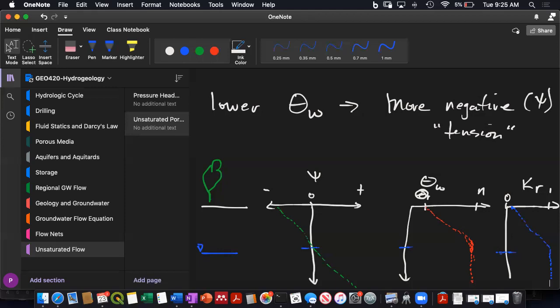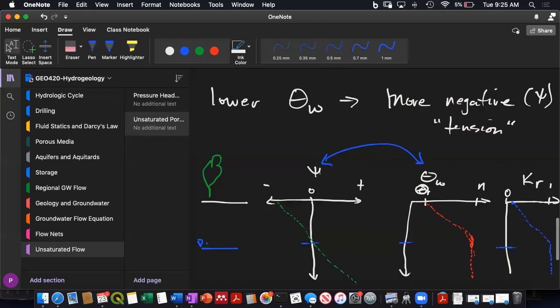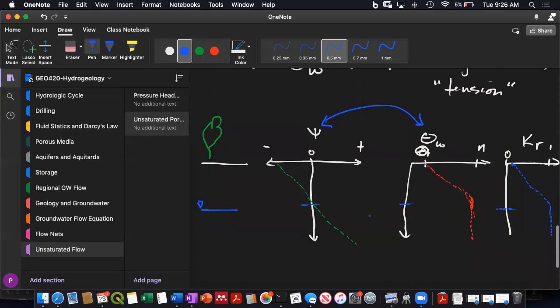Okay, so there's this relationship between psi and the volumetric water content. And this relationship gets called the water retention curve. Because soil scientists used to be interested, and still are interested, in how well a soil holds on to water or drains it.